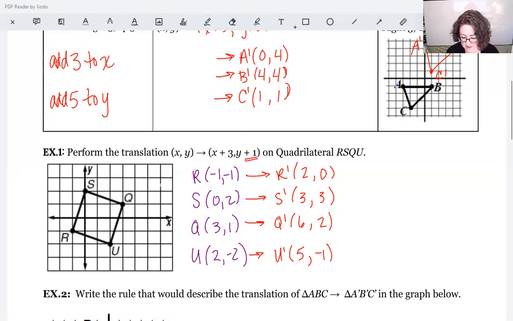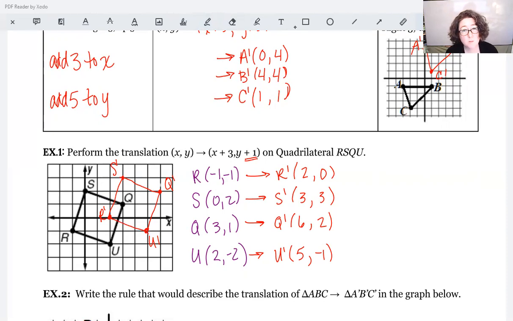So let's put our R in the correct spot. So 2, 0. There's our R prime. Again, it looks like it's in the middle of the shape, but let's see what happens. We'll see if we have to fix anything else. S is at 3, 3. So S prime. Q prime is at 6, 2. 1, 2, 3, 4, 5, 6, 2. And count carefully. U prime is at 5, -1, excuse me. And when I connect my dots, it absolutely looks like I just took my square and shifted him up to the right.